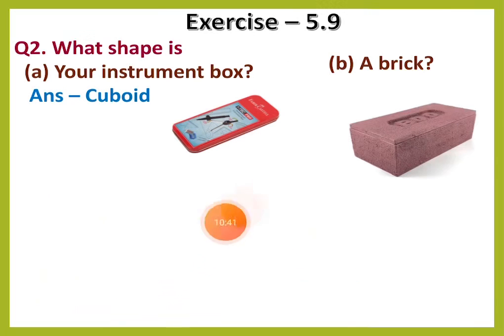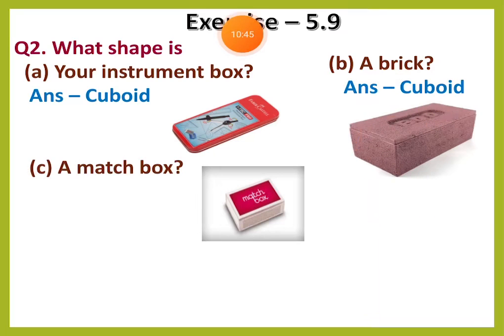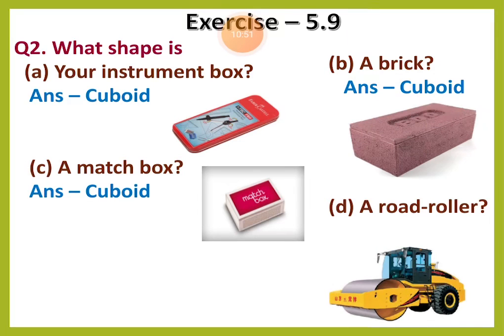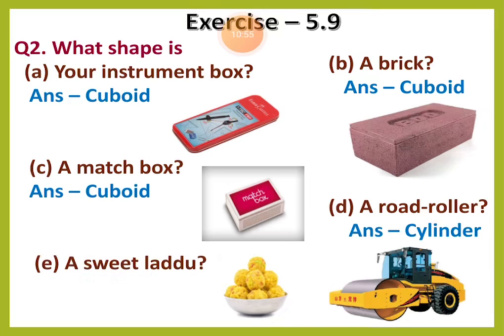Then look at this brick, so it looks like which shape? It is also like a cuboid. In the same way, if you talk about a matchbox, we have right now discussed, so this is also a cuboid. Now if you talk about a road roller, so this represents a cylinder. Now if you talk about the sweet laddu, okay, so that represents the sphere.